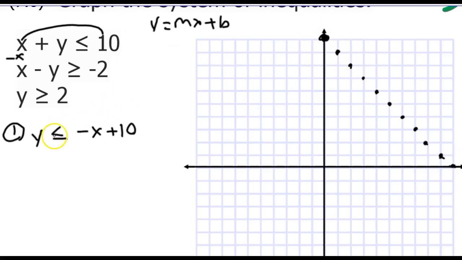Now this is a less than or equal to, so less than or equal to or greater than or equal to, we need a solid line. So we can make a solid line straight through these points.